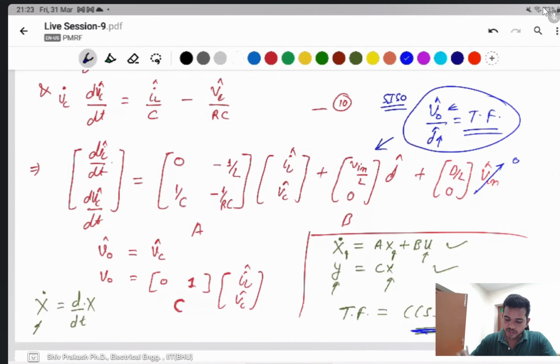This is the state space analysis of a buck converter. The same thing you can do for the boost converter and buck-boost converter. If you want to design a controller for any converter, you have to find the transfer function of the converter. To find the transfer function, first do the state space analysis, and after that you find the transfer function by this method.